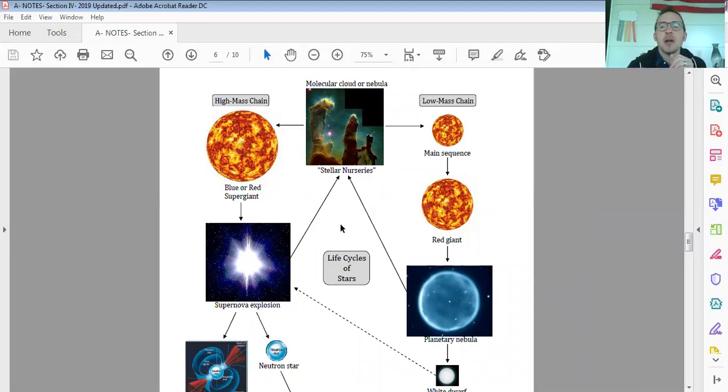Okay, let's talk about the average to low mass chain. In contrast with the high mass chain, everybody, this entire sequence is going to be very long and gradual. It could be upwards of 10 billion years for a star like our sun, or for a red dwarf, even 200 billion years. So today, we are right here at the main sequence. This is where our sun is, and it's got enough fuel in the tank to fuse here for another couple billion years more.